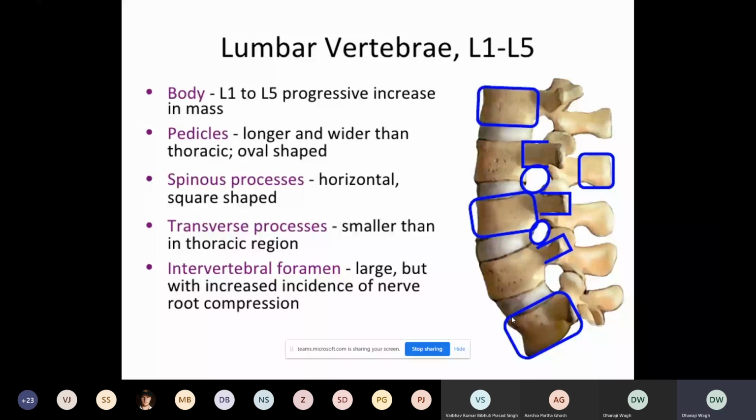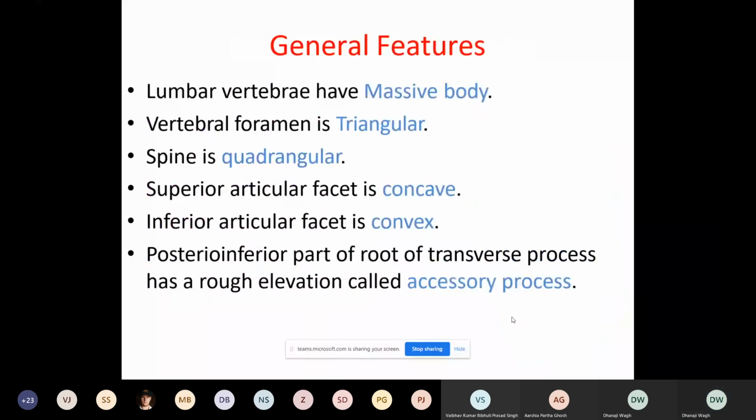Now, what are the common features of the lumbar vertebrae? We have studied the cervical vertebrae, coccyx, and today we are going to see the lumbar vertebrae. At the end we are going to compare all these ones, and remember these points. These are the general points regarding the lumbar vertebrae. It has the massive body. Then its vertebral foramen is somewhat triangular in shape. Spine is quadrangular.